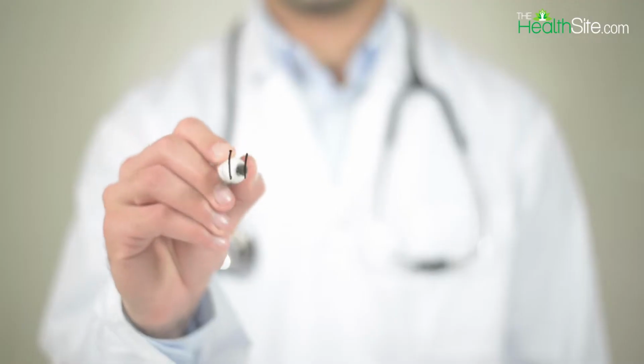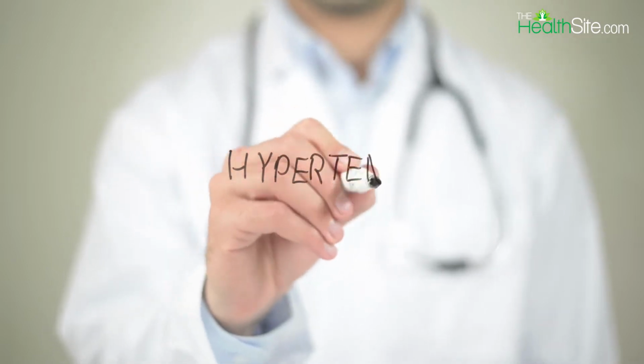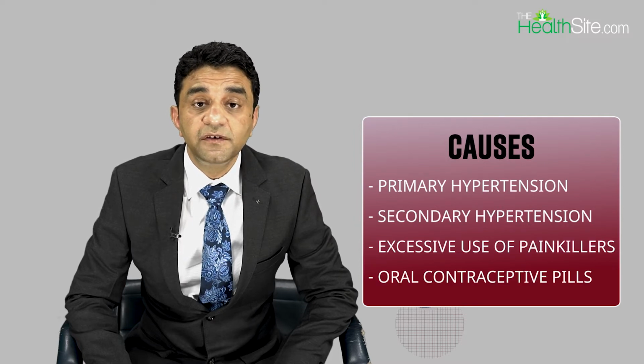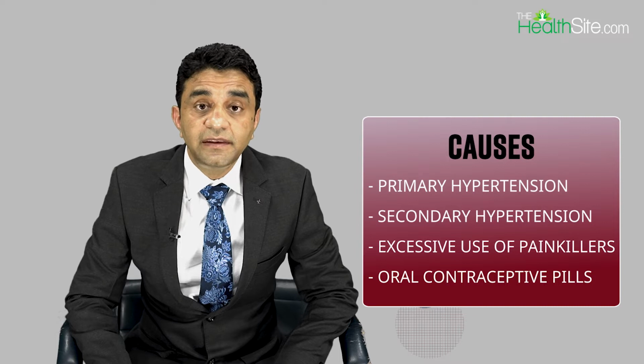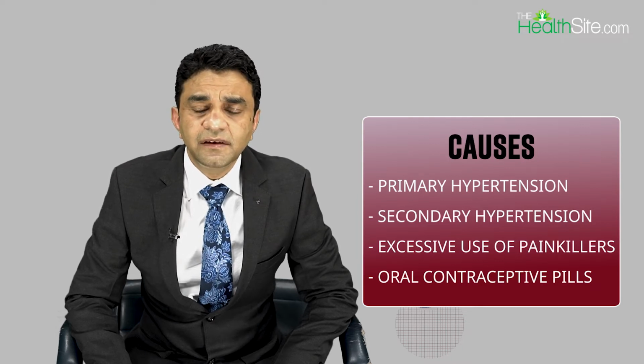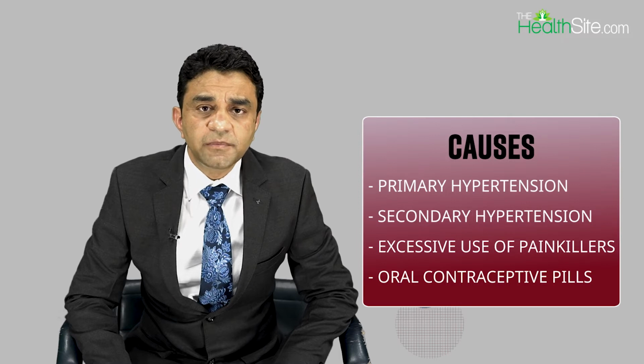As far as causes of hypertension are concerned, as I have already told, this is a lifestyle disorder, and the most common cause of hypertension is essential hypertension or primary hypertension. That means there is no cause as such. And then there is secondary hypertension, which may be due to the involvement of the kidney, the thyroid, your adrenal glands, and there is hypertension related to pregnancy. And then there are certain drugs like excessive use of painkillers, oral contraceptives in females, and certain other drugs which are the causes of hypertension predominantly.